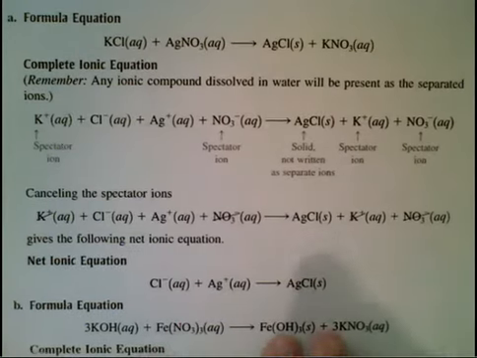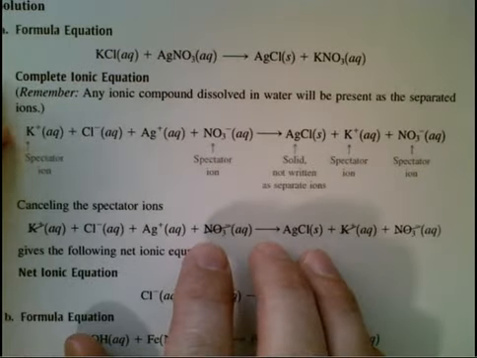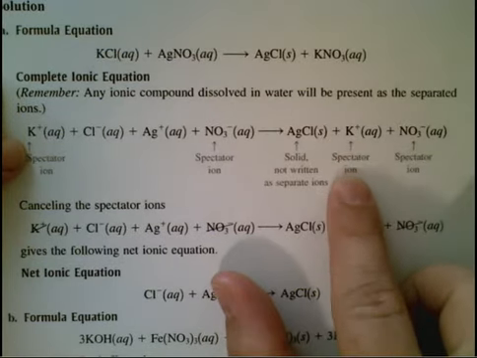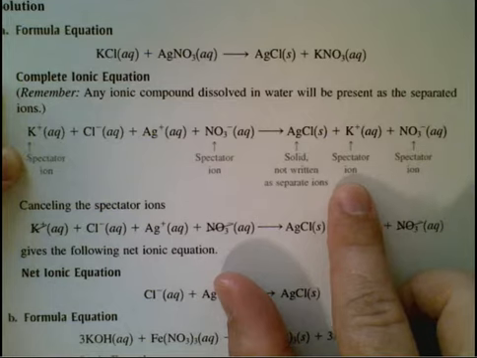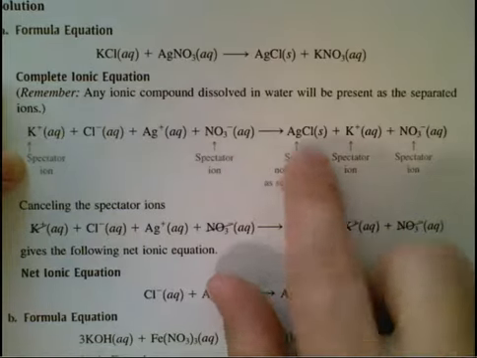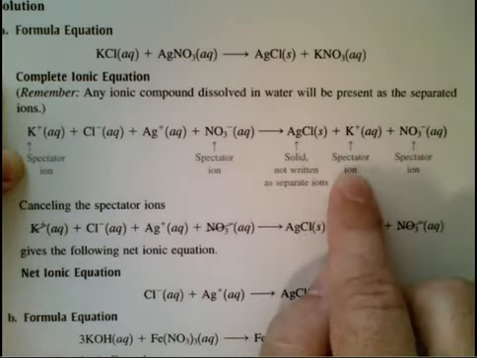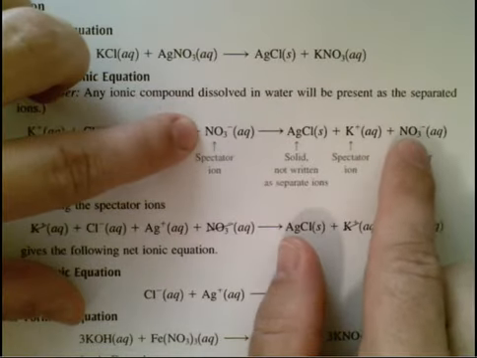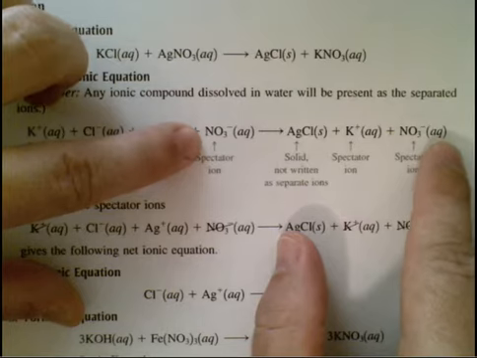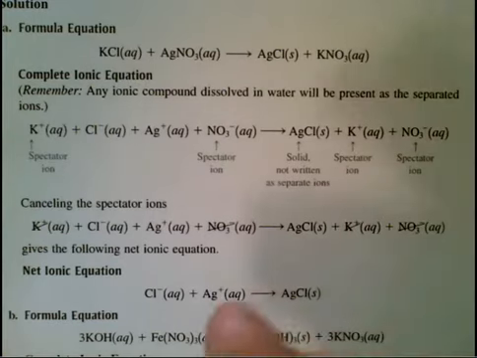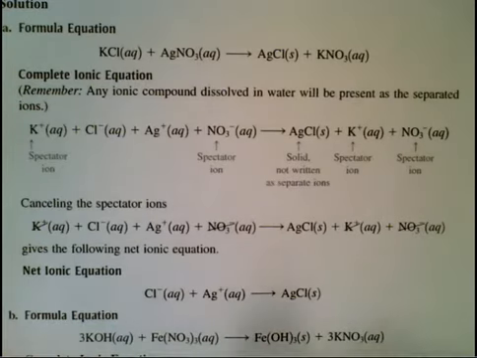So what makes a spectator ion? Notice that K plus aqueous and K plus aqueous are both present on both sides of the reaction arrow. There's absolutely no change there. If there's no change, that means no chemical reaction has occurred. There was a reaction, we know that because there's a phase change here, but K plus didn't participate in that. It was just watching, spectating. It's a spectator ion. Similarly, this nitrate anion, aqueous on both sides, no change. It's a spectator ion. This is important because once I've identified the spectator ions, I simply don't write them, and that gives me my net ionic equation.